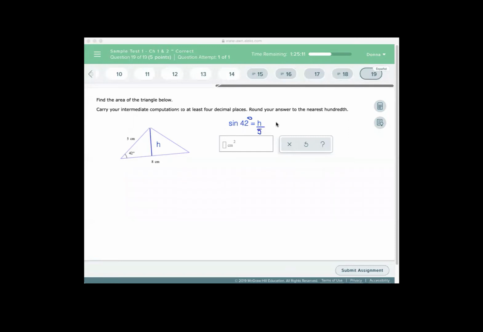Multiplying both sides by 5. On the right-hand side, the 5 will cancel. And on the left-hand side, you'll have 5 sine 42 is equal to h. So now that we have our area formula, we have the base and the height. The area is equal to 1/2 the base times the height. The base in this particular case is 8. And the height is 5 times the sine of 42.